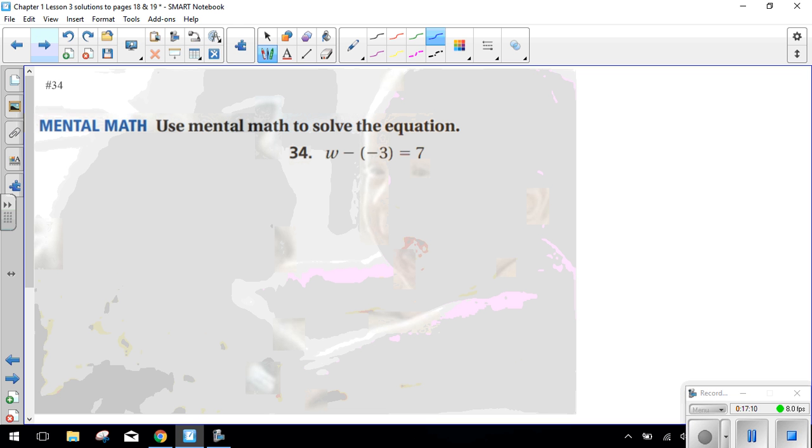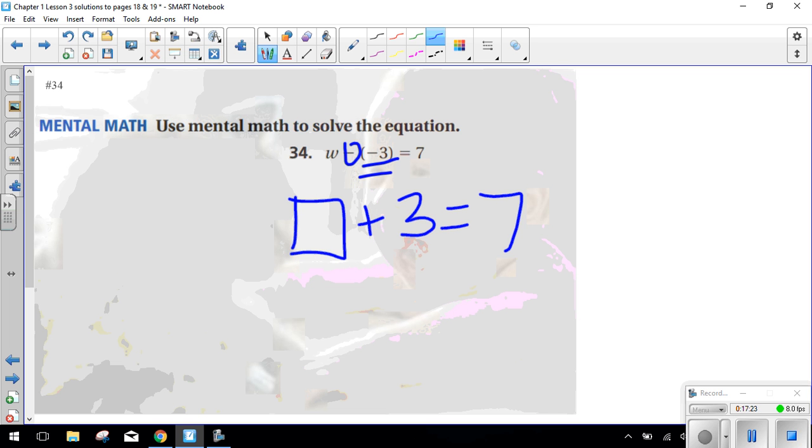Okay, next page, use mental math to solve. So we have something minus negative 3. That's the same as plus 3. Add the opposite is equal to 7. So what number goes in the box? What plus 3 equals 7? The number missing is 4.